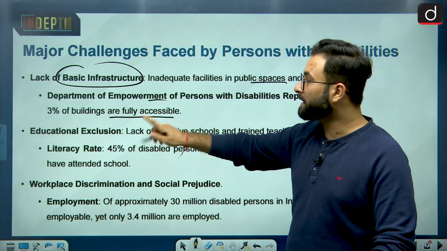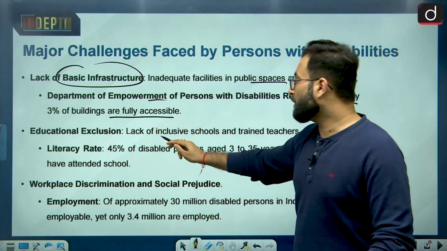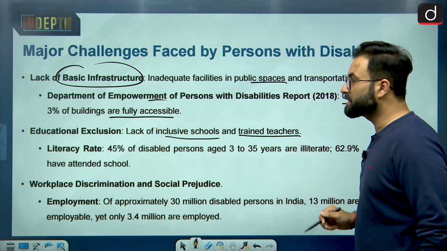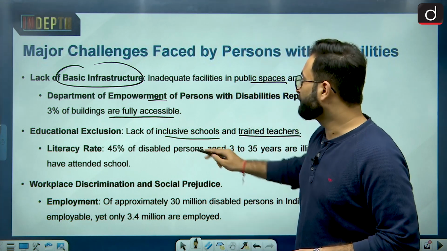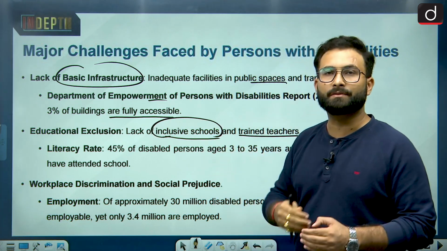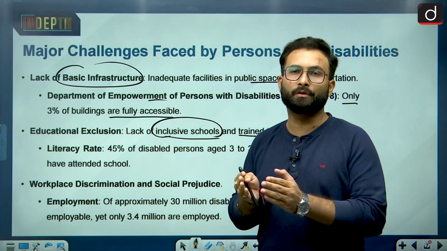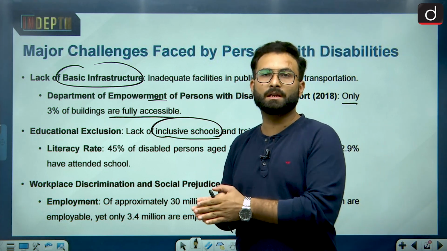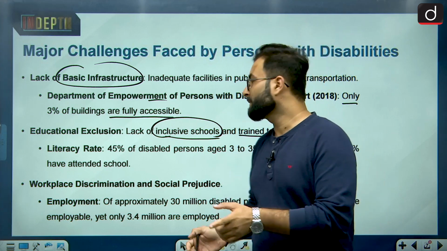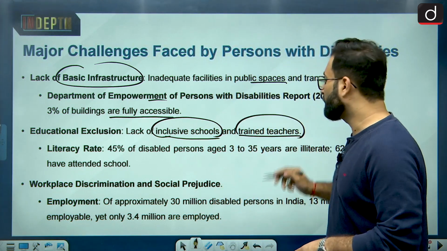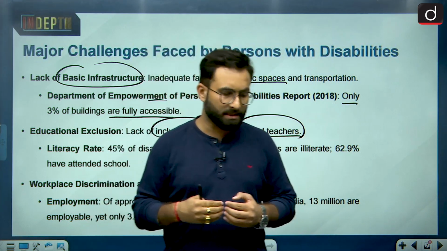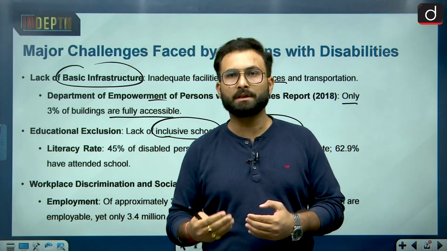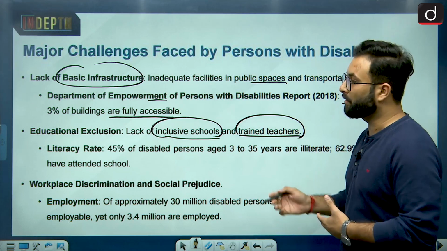Moving further, educational exclusion. The lack of inclusive schools and trained teachers is contributing to the problem. If the premises is not accessible, how do you think a person with disability might be able to study there? Other than that, the lack of trained teachers means that if a teacher is not sensitive enough about all these things, that is also a cause of concern.